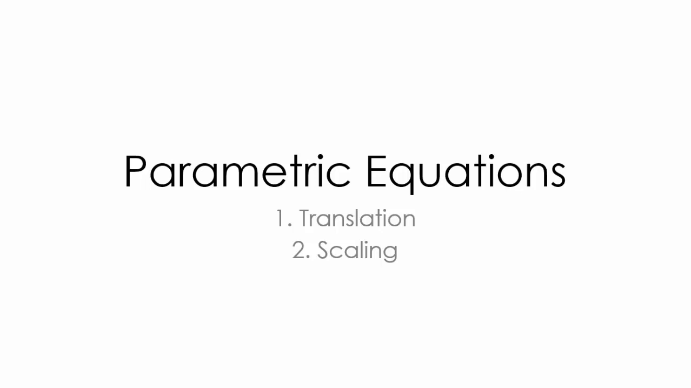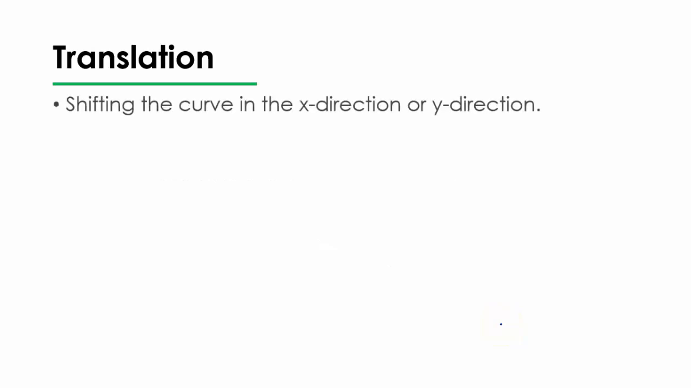In this video, we will look at two transformation effects of our parametric equations. First, translation, and second, scaling. So what is translation? It is basically shifting our curve along the x direction or along the y direction.